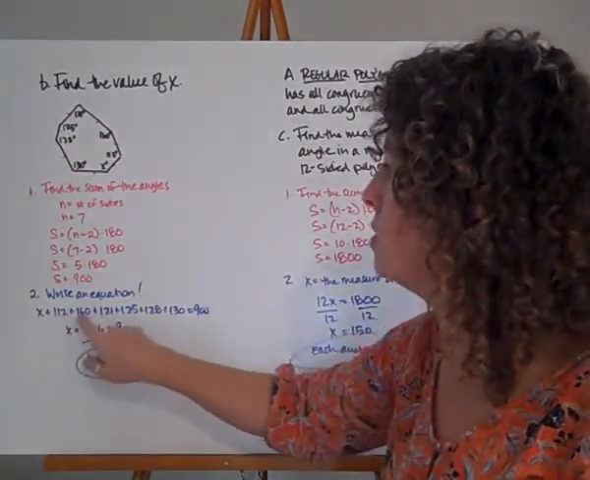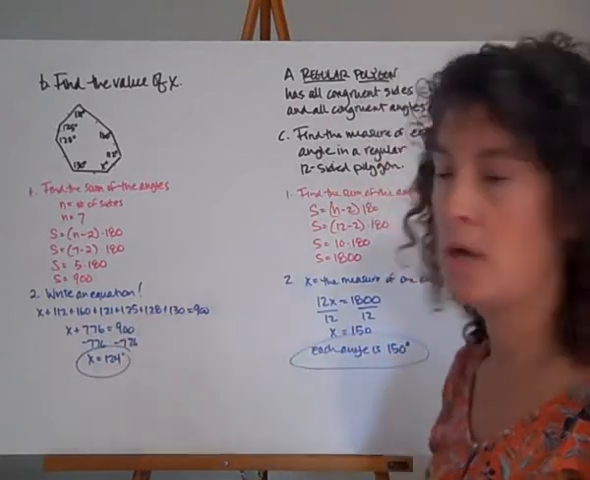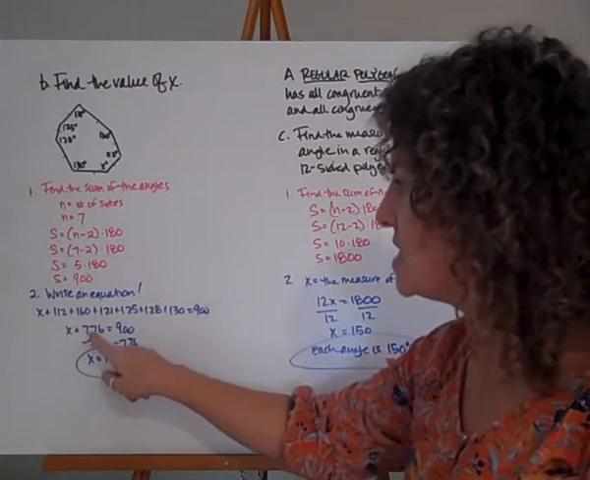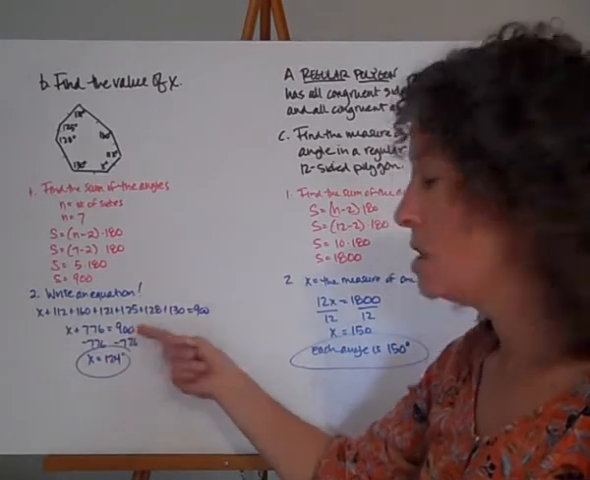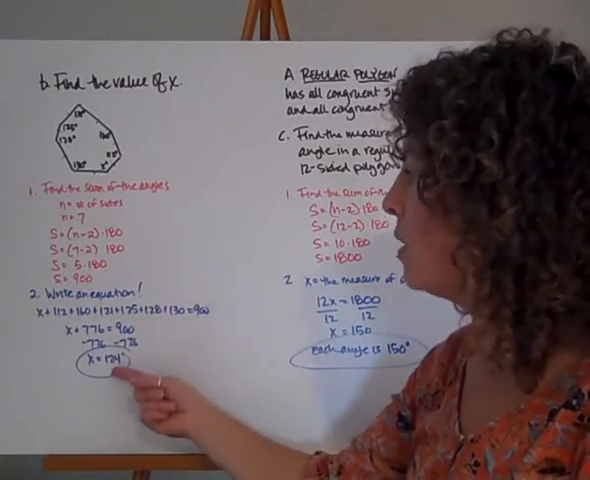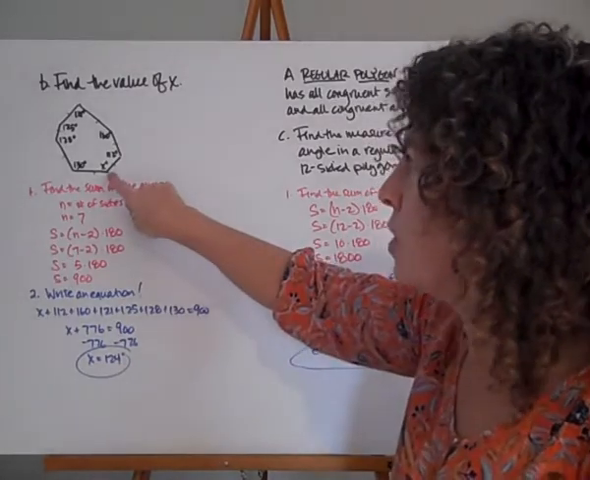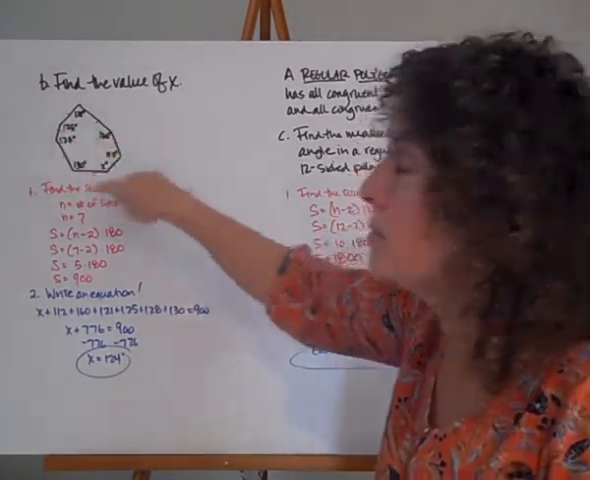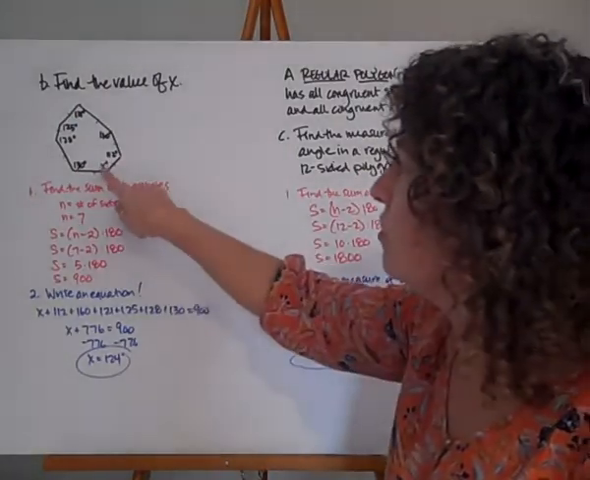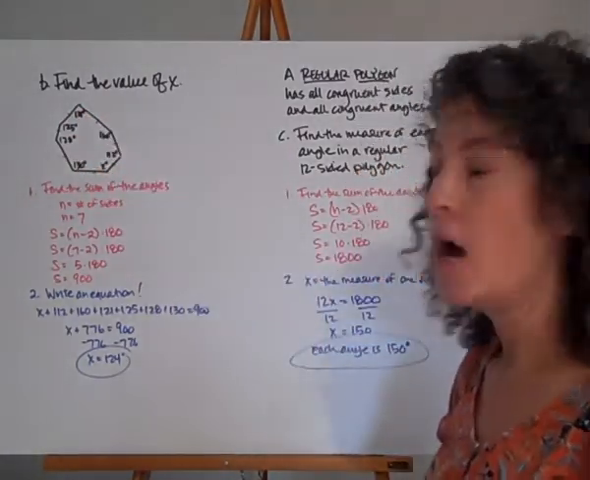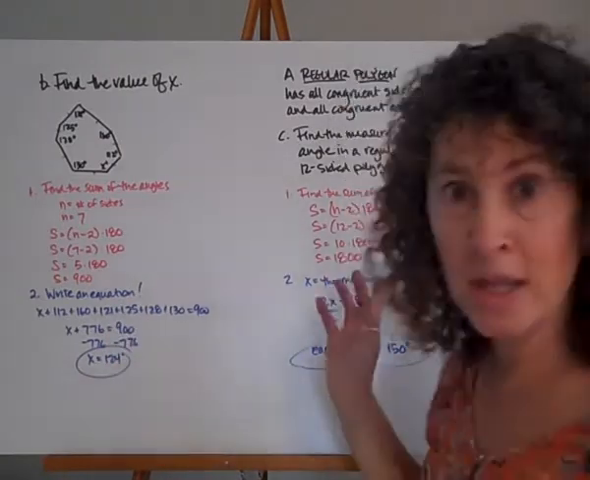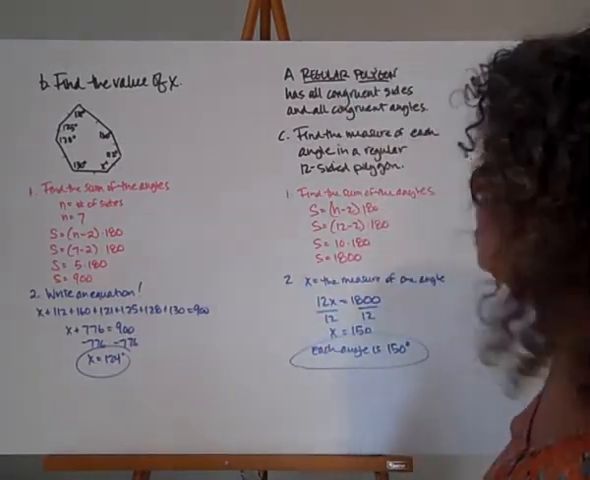Let's check. 1, 2, 3, 4, 5, 6, 7. Got them all. When I combine like terms here, I get x plus 776 equals 900. Subtract the 776, and I come up with x equals 124. So this other measure here is 124 degrees. Remember that I should be able to check that really quickly. If I put 124 and add it with all of the rest of these, I should come up with a measure of 900 degrees.